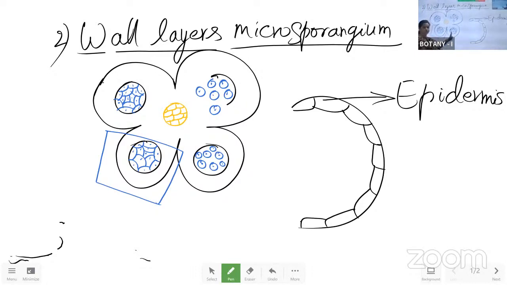Now that session was closed. Now the second side heading in the wall layers, that is the second wall layer.